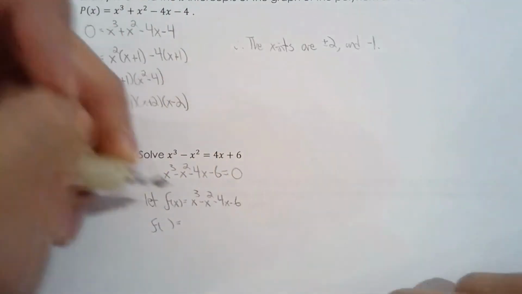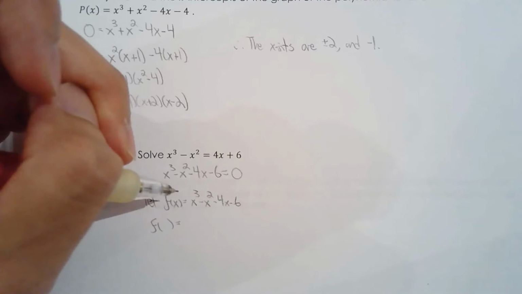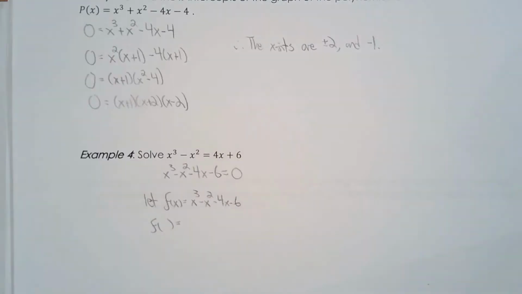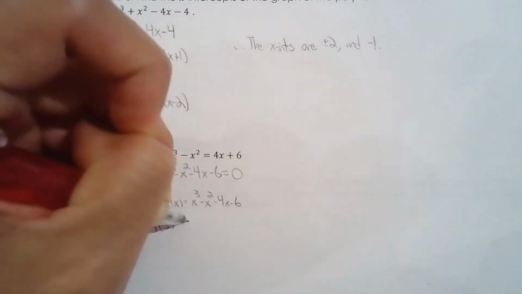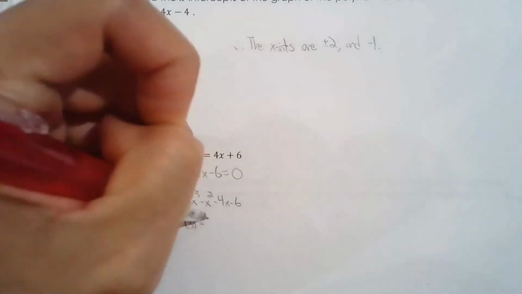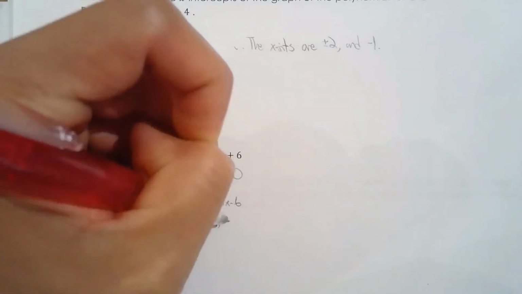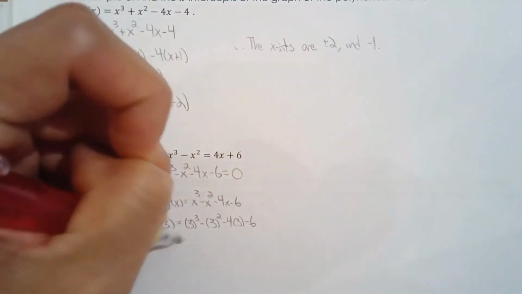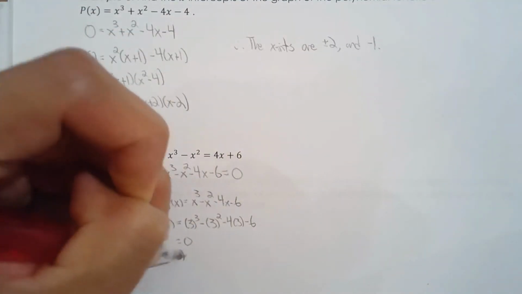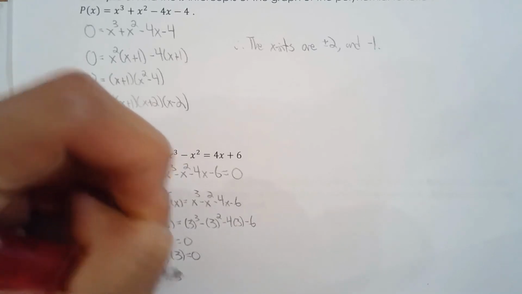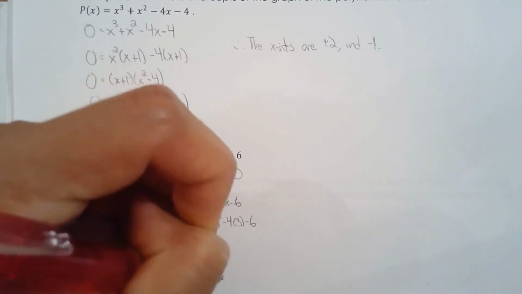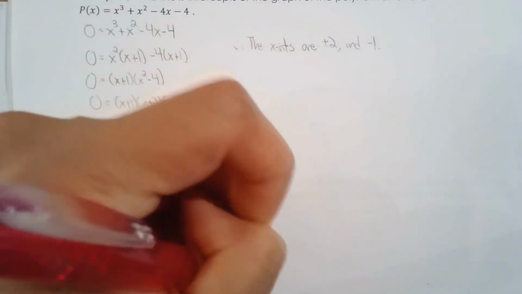So I think 1 works out, right? Does 1 work? Ooh, let me check. One does not work out. 3 is our friend. Since f of 3 is equal to 0, therefore x minus 3 is a factor of f of x.